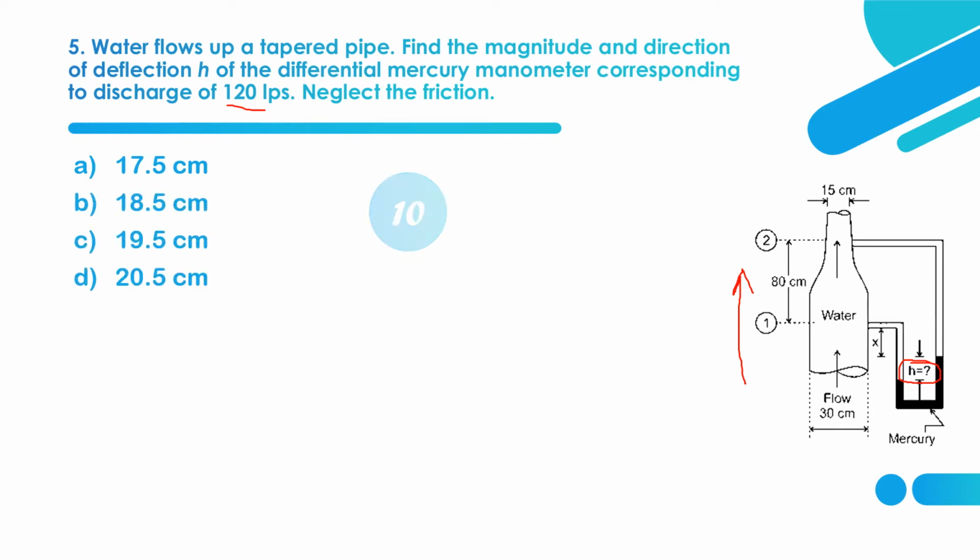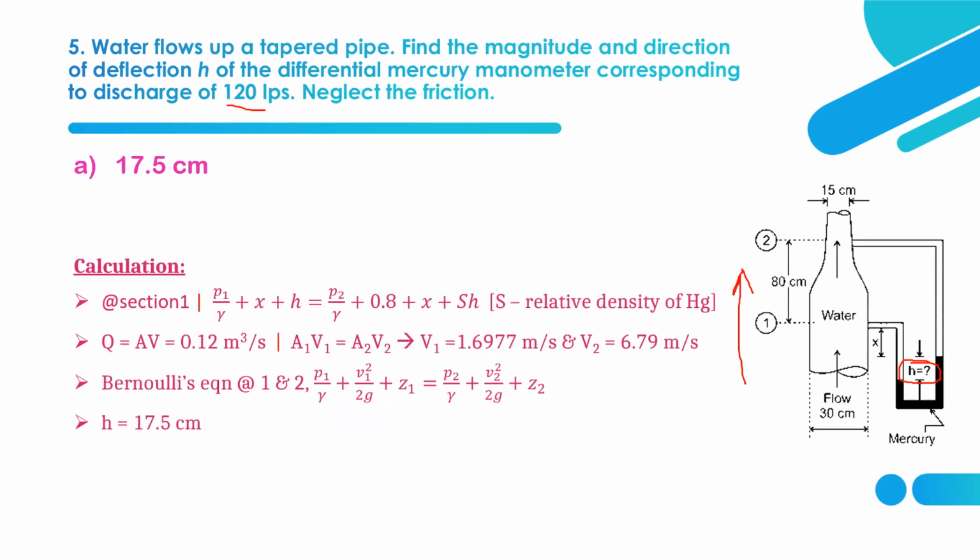We have to find the manometric head or the deflection of the differential manometer. Here mercury is the manometric fluid. So how to calculate that? By using Bernoulli's equation. Simple sum. The h value is nothing but 17.5 centimeter. Now let's see how it's calculated by using Bernoulli's equation.